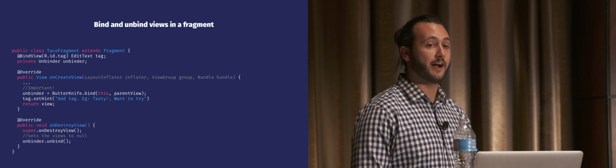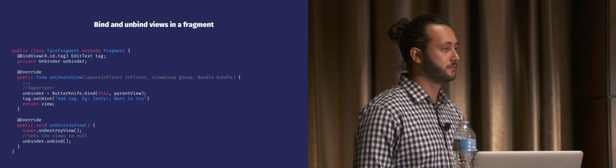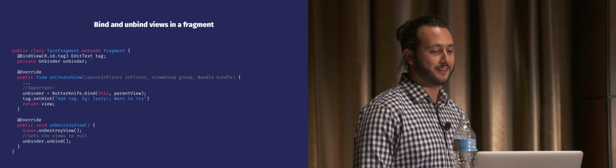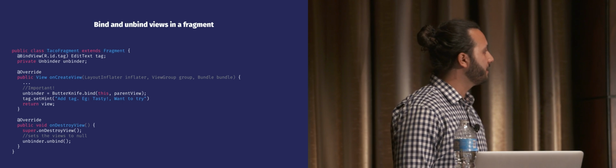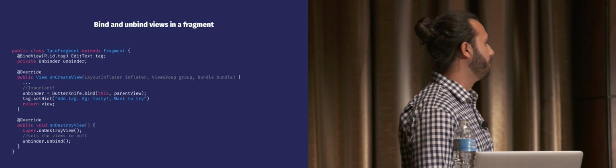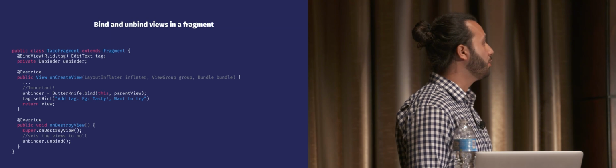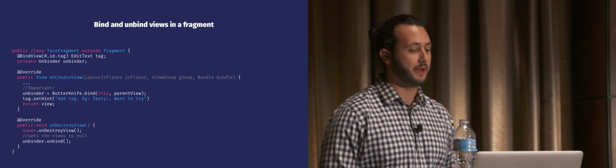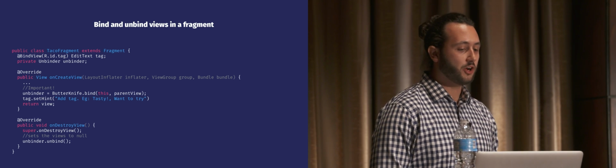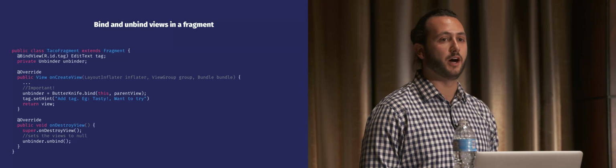Now let's say you're using a fragment, and if you are, I feel bad for you. If you're using a fragment, you have to set it up a little bit differently, but it's still kind of simple. We just need to pass in the two arguments, this and the reference to the parent view. And you can also see that we have set a reference to an unbinder.